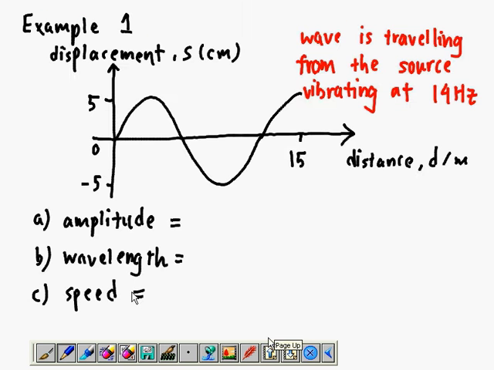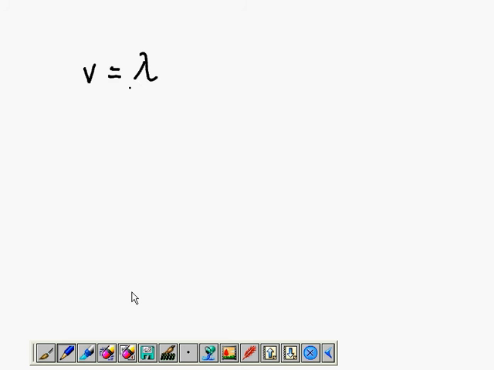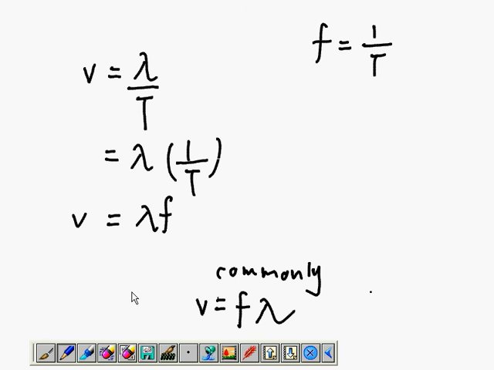Do you also remember, looking back at v equals lambda over T, do you still remember f equals 1 over T? So can I say lambda times (1 over T) represents lambda f? So because of this, I can commonly call this v equals f lambda. And you must memorize this. You must memorize this.